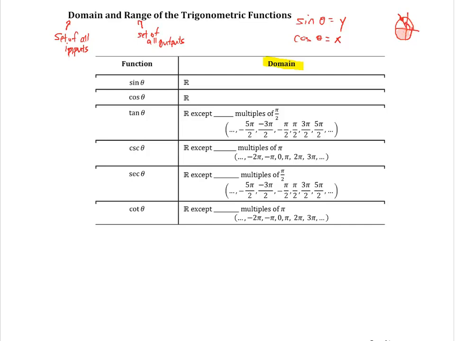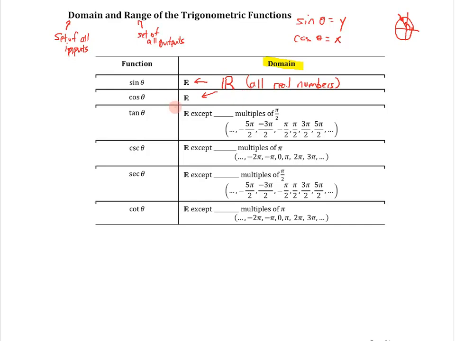So if theta is any angle, no matter where it is, no matter how big, no matter how small, no matter how far around you go in the unit circle, you will always have an x and y coordinate. So you'll always have a value for sine and for cosine. We use this notation right here, which the way that I write by hand is a double bar with an R, which stands for all real numbers. You can plug in any number into the sine function and you'll always get an output. You can plug in any number into the cosine function and you'll always get an output.